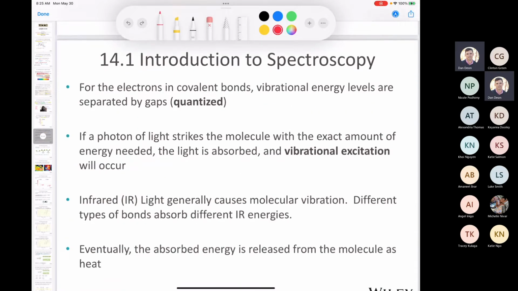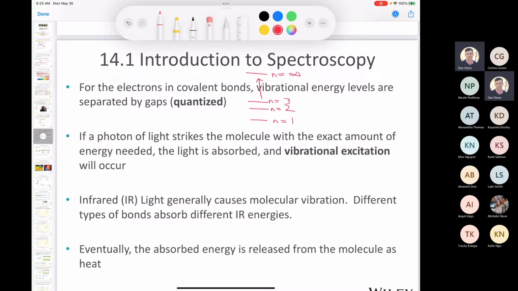Again, for the electrons in covalent bonds, the vibrational energy levels are separated by gaps. And again, this is what you would have learned with the Bohr atom. n equals 1, and then you went to n equals 2, then they get a little bit closer together. n equals 3, all the way up to n equals infinity, when the electron is infinitely separated from the nucleus.